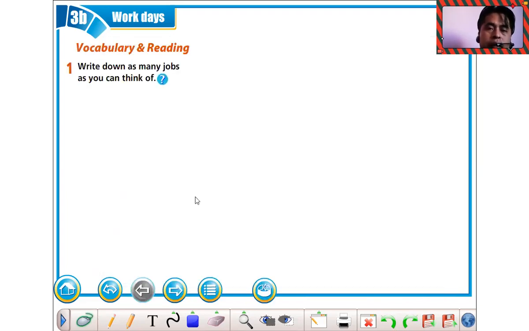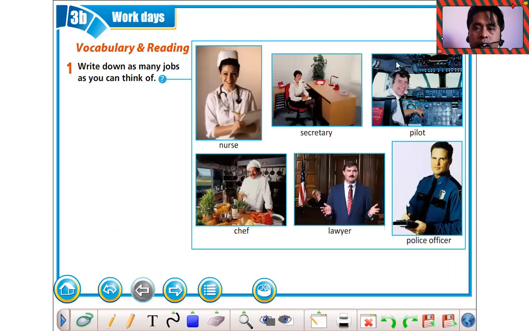And it says, write down as many jobs as you can. Don't worry if you have no idea right now of jobs. Let's take a look at this. Over here, I have some of them. For example, nurse, secretary, pilot, chef, lawyer, police officer. Okay, I recommend you practice the pronunciation with these jobs.